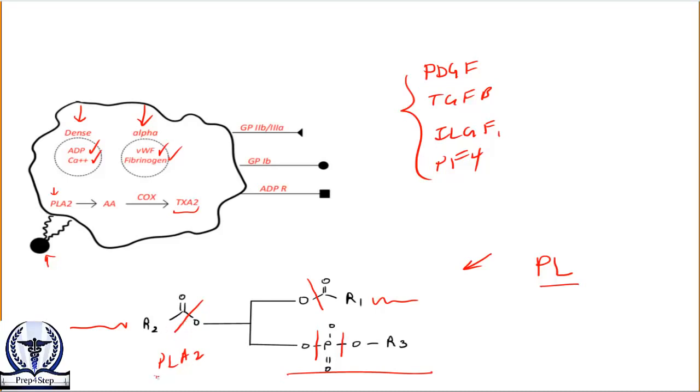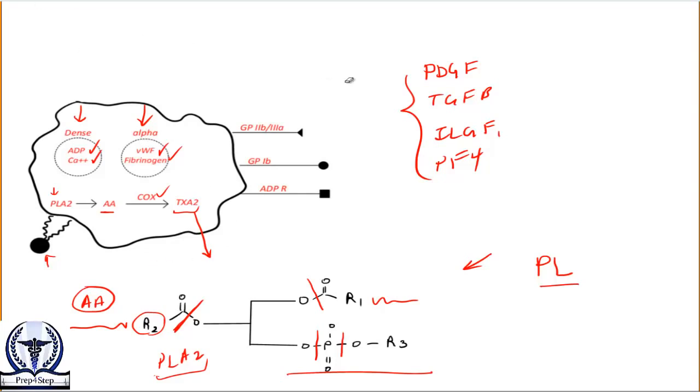Phospholipase A2 will cleave the membrane phospholipid right here, and in a lot of membrane phospholipids, the fatty acid at R2 is actually arachidonic acid, which is a 20 carbon fatty acid. So basically, phospholipase A2 will cleave a membrane fatty acid, giving off arachidonic acid, and then arachidonic acid is converted to thromboxane A2 by an enzyme called cyclooxygenase. Then thromboxane A2 is released and causes vasoconstriction and platelet aggregation.